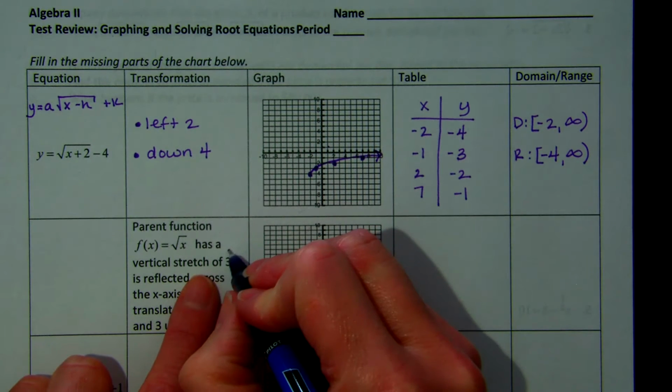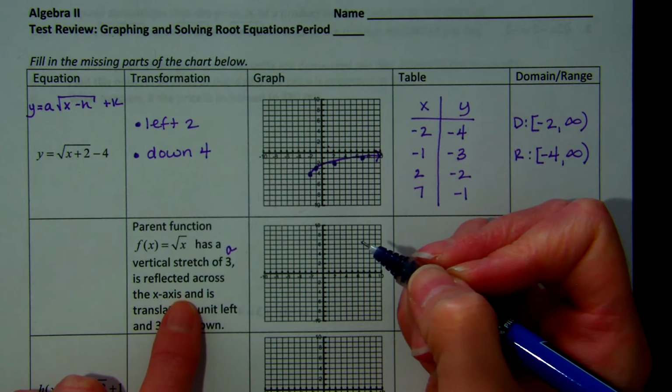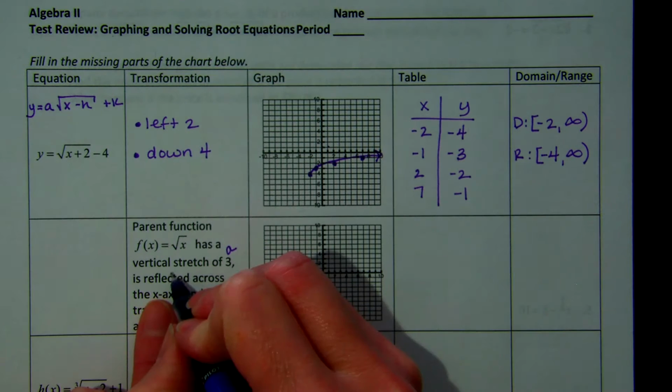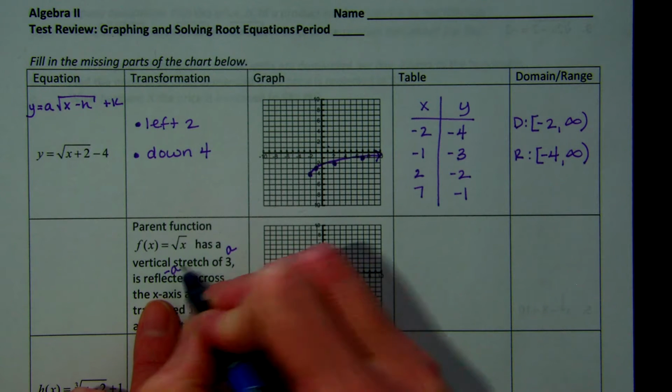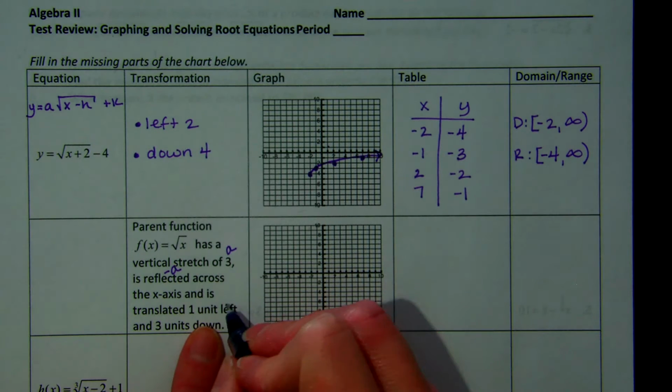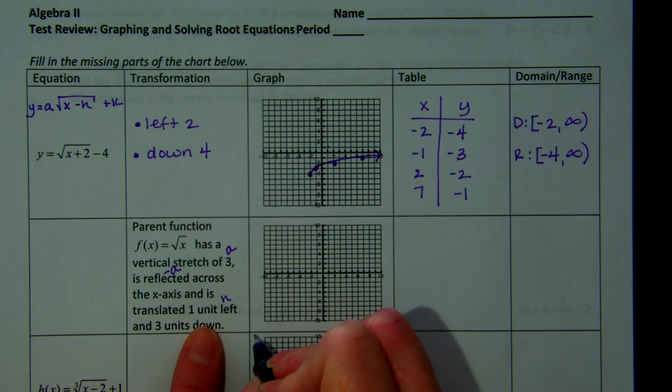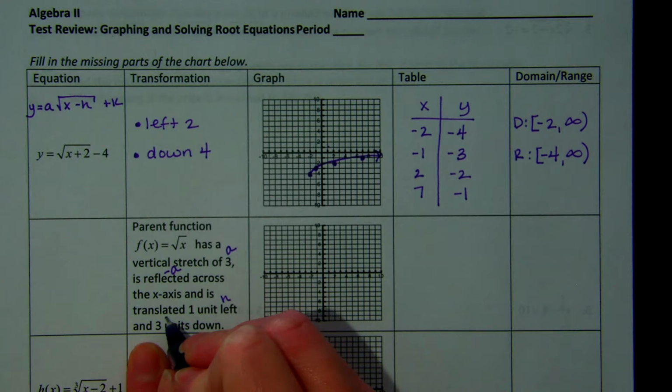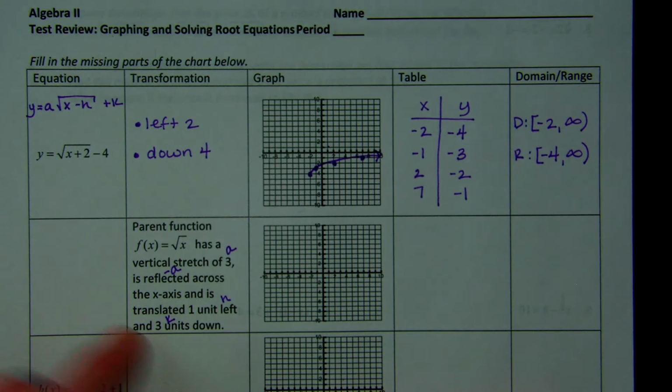This vertical stretch of 3 is an a value, right? Stretches and shrinks are a values, as is the reflection. That means it's a negative a. 1 unit left is an h value, and 3 units down is a k value.